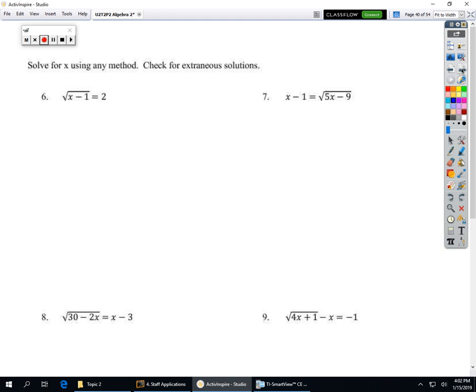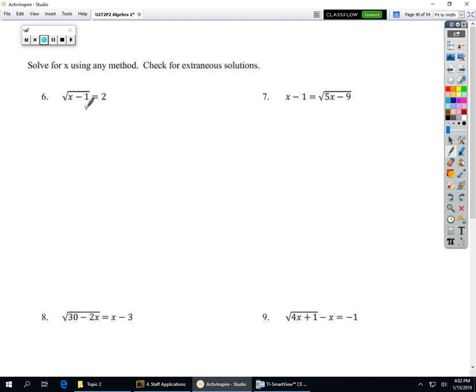Next. So this is just another step up. Solve for x using any method. Check for extraneous solutions. So when they say any method, they mean any method. You could use the calculator to find all the intersections. I'm going to use the calculator to just verify my answers are correct.